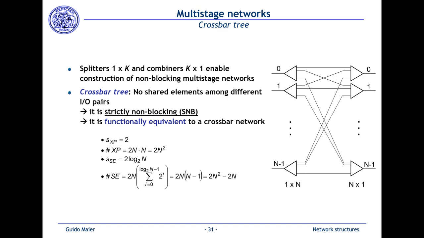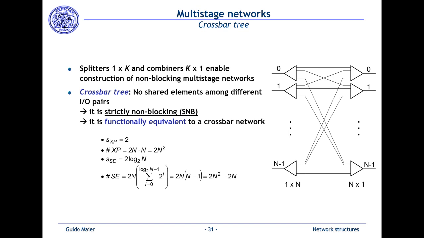What is the cost of this architecture? Here we have two stages, so in terms of crosspoints you only have to consider two stages. In the first stage you have n elements, and each element has a cost equal to n crosspoints. So finally you have 2n squared crosspoints. It's double the cost of the crossbar, but here you have implemented it as a two-stage network, so in some cases it might have advantages.